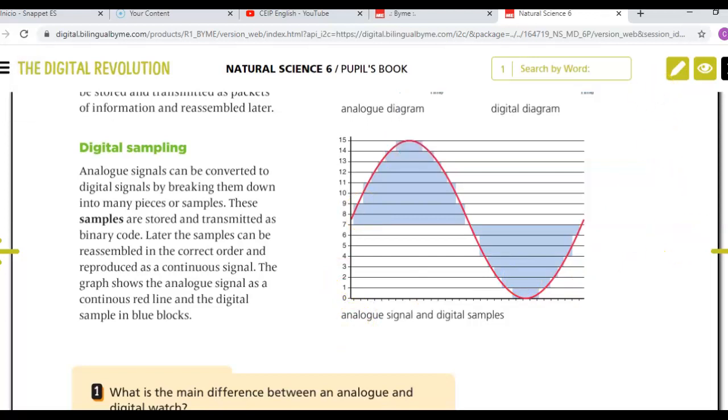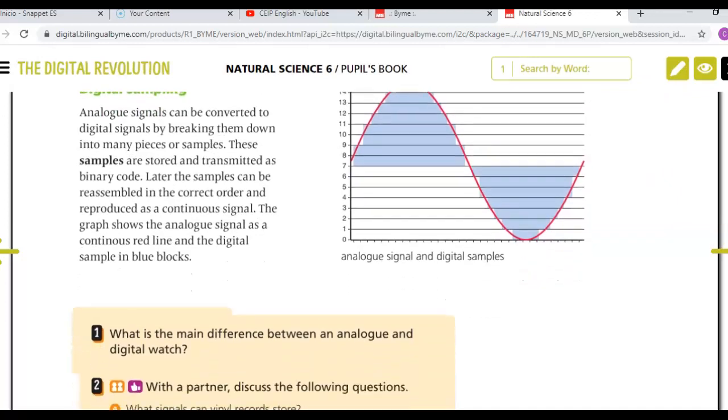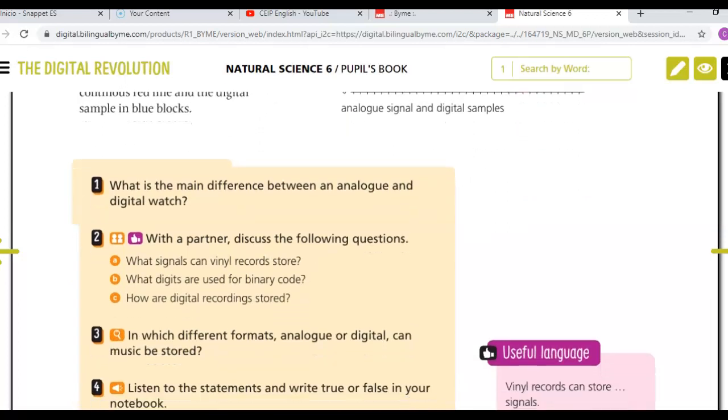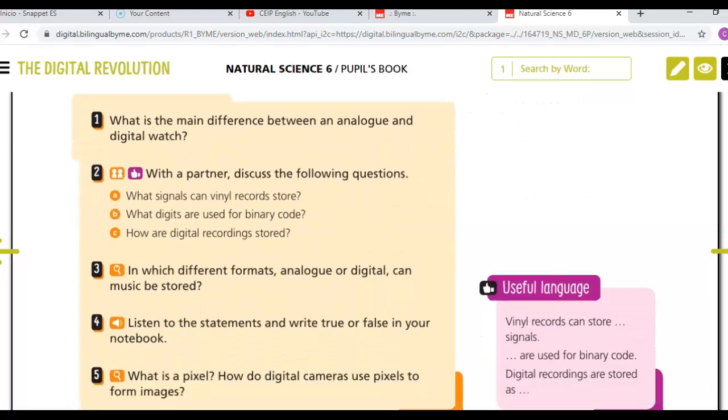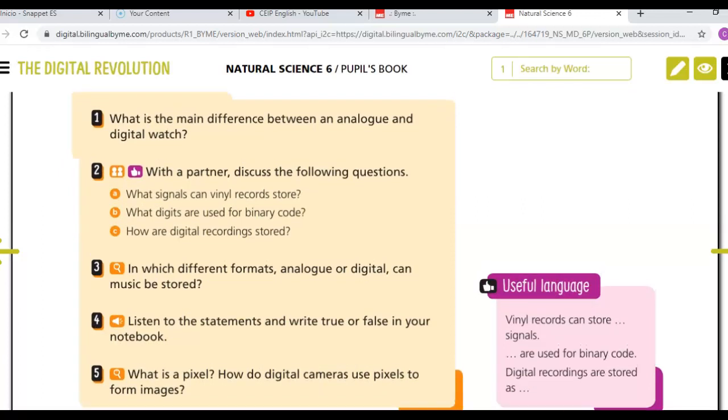Good. So I hope you understand it. It's quite easy, and it's just to see the difference between analog and digital. And now what I suggest you do for homework are the exercises. Number 1: what is the main difference between an analog and digital watch?